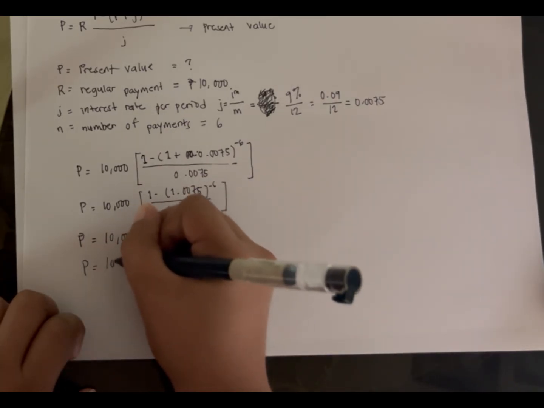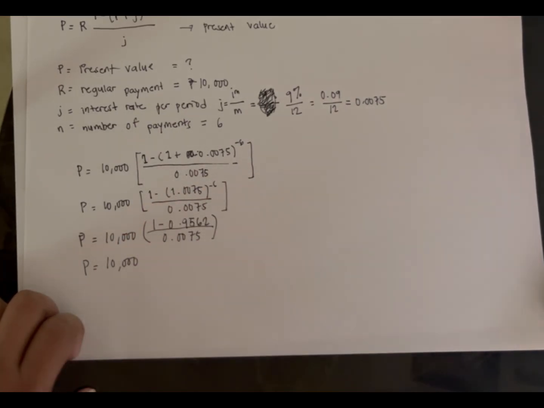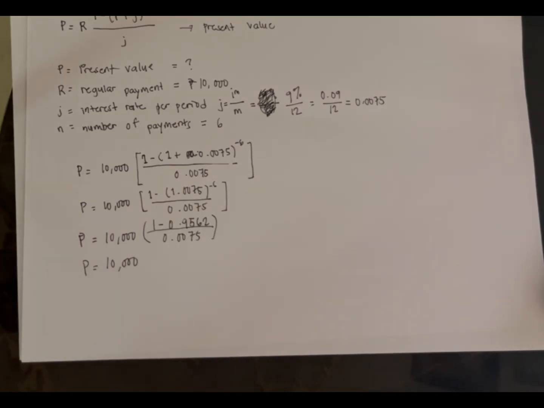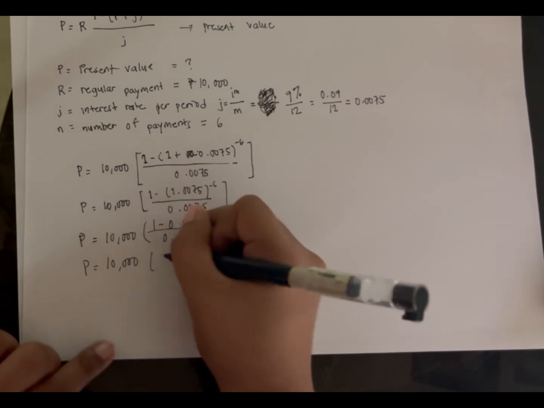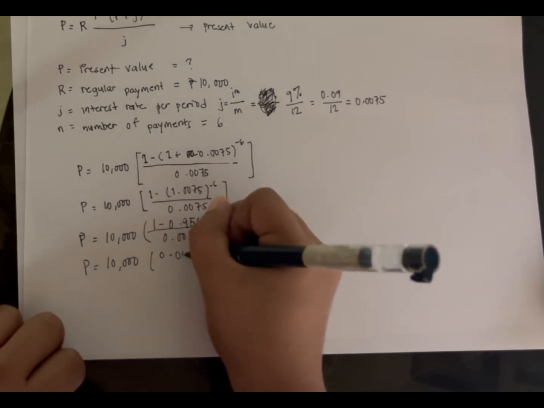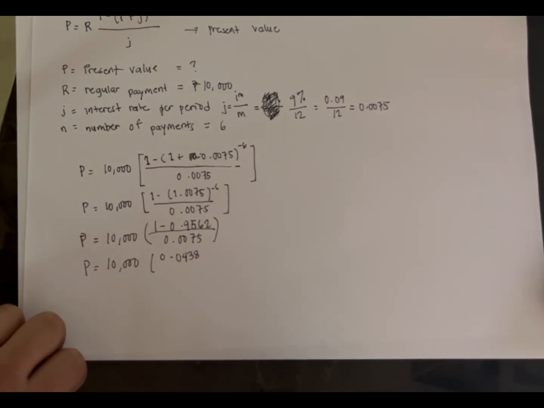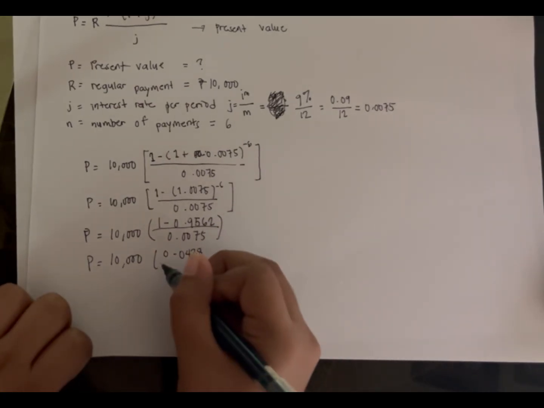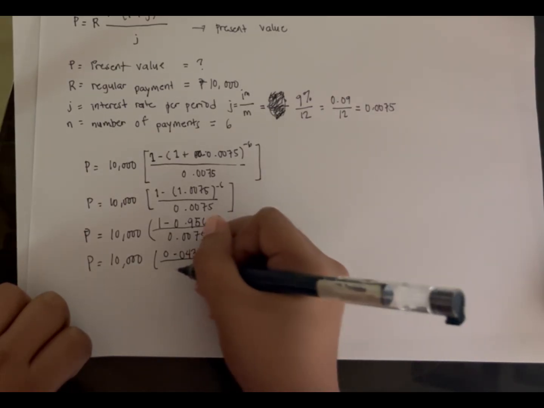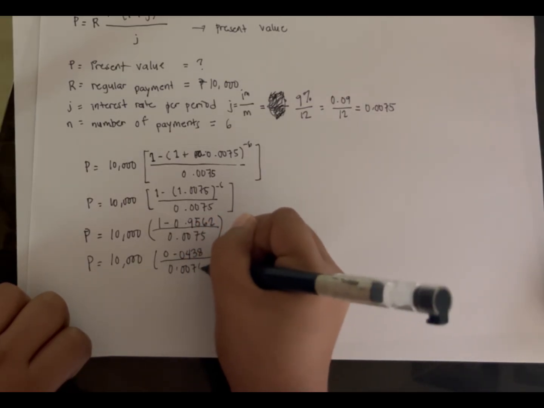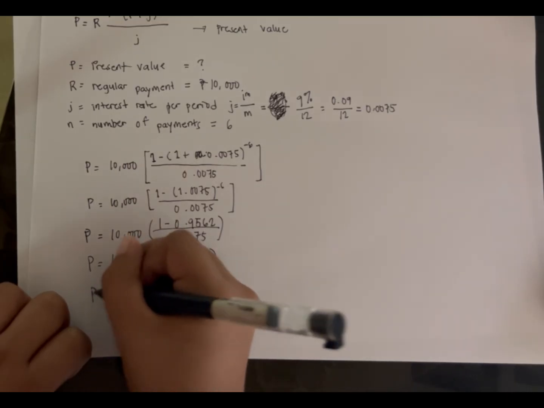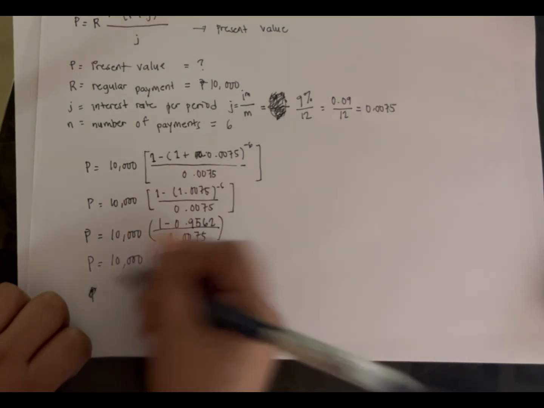Again, following the operation using GEMDAS, subtract muna natin. 1 minus 0.9562. Ilan po ang makukuha natin doon? We will have 0.0438. Ito po. Gamitin lang po ang calculator. Okay. Divided by 0.0075. Ay, sorry, mali.